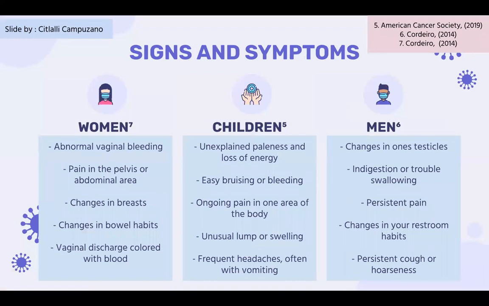Signs and symptoms are different for women. For women, we have abnormal vaginal bleeding, pain in the pelvis or abdominal area, changes in the breast, changes in bowel habits, and vaginal discharge colored with blood. For children, it's unexplained paleness and loss of energy, easy bruising or bleeding, ongoing pain in one area of the body, unusual lumps or swelling, and frequent headaches, often with vomiting.